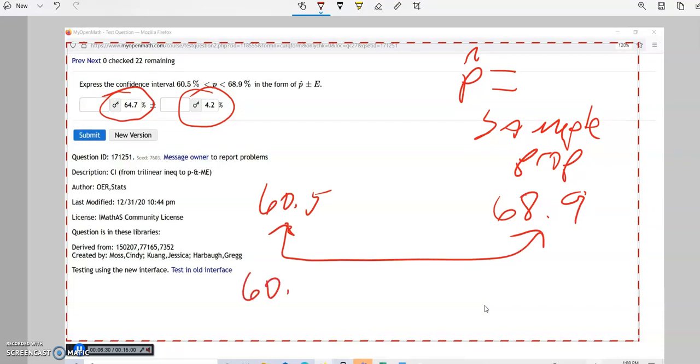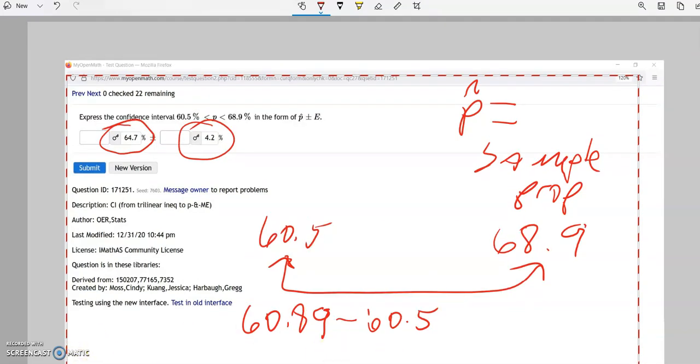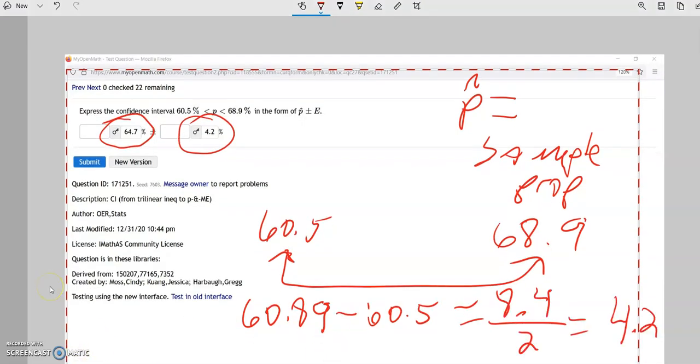So 60.89 minus 60.5. Oops. Just dumb mistakes I'm making now. Just getting tired. I'm trying to get all these videos done for you guys.